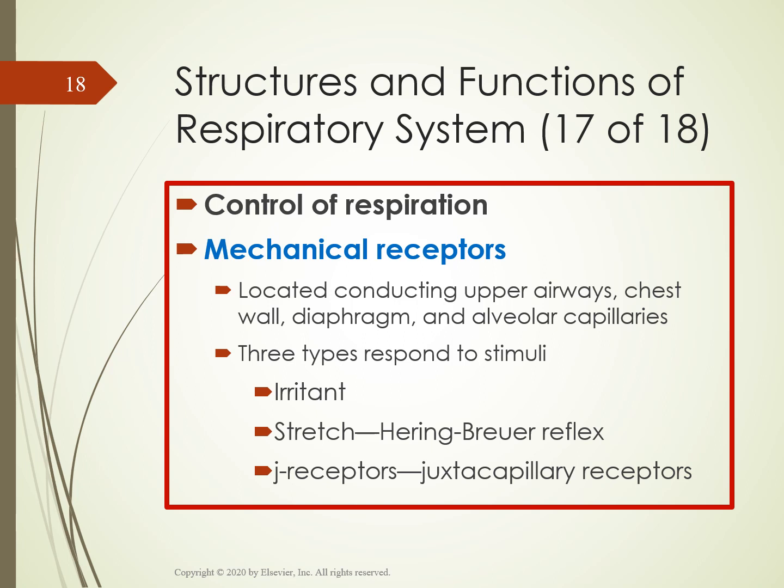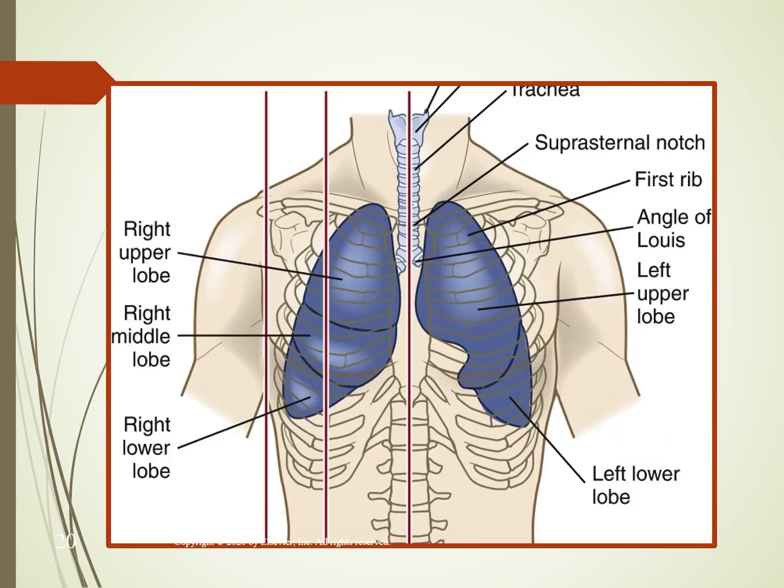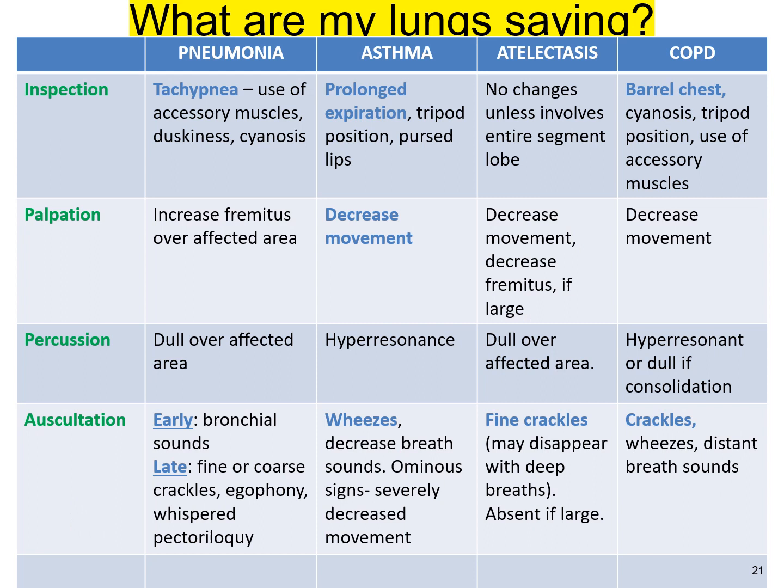You also have some different receptors that respond to stimuli, obviously things like irritants. And what do you think that would make you do? Make you cough. Different defense mechanisms: you have little cilia, like little hairs in here. You've got goblet cells. These all, your cough reflex, help protect your lungs. There's a picture of lungs.